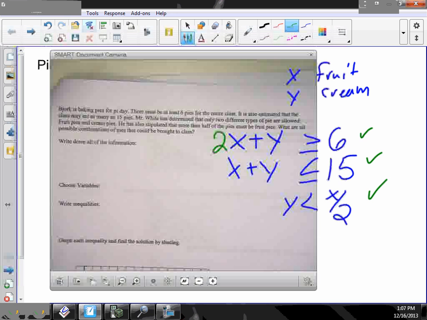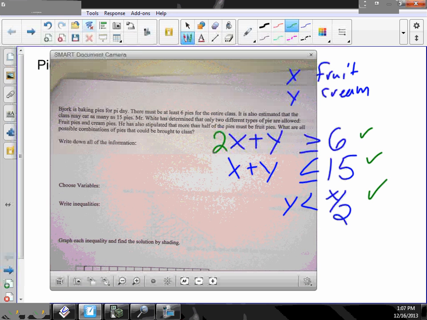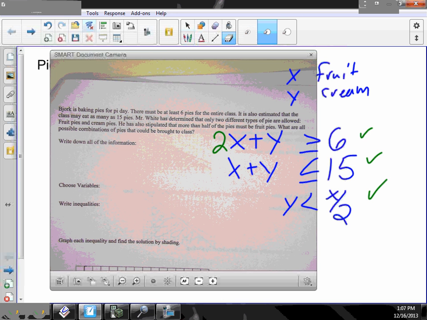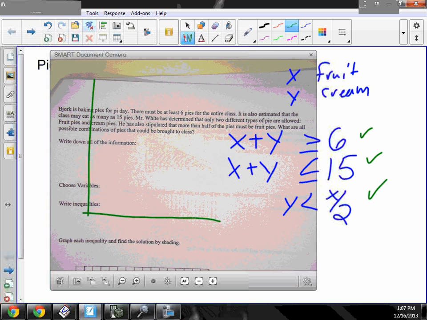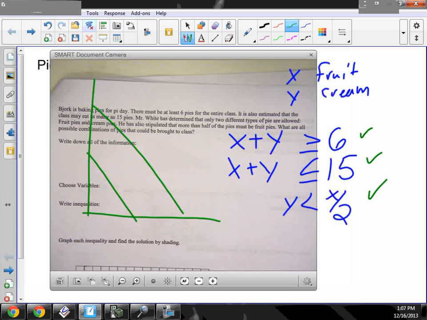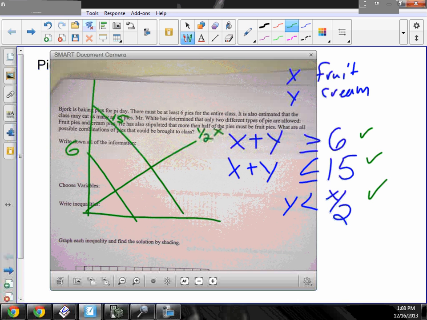Does it have to be twice as big? It could be 3 times as big, or 4 times as big, or 5 times, or maybe you don't buy any cream pies at all. So we want to leave that as a separate stipulation. So your graph is going to look like this. This is a really crude version. Here's the 15 line, here's the 6 line, and here's the 1/2 x line. Where would I shade that? So it's got to be above this, below that, and below this. So it's this little piece here.